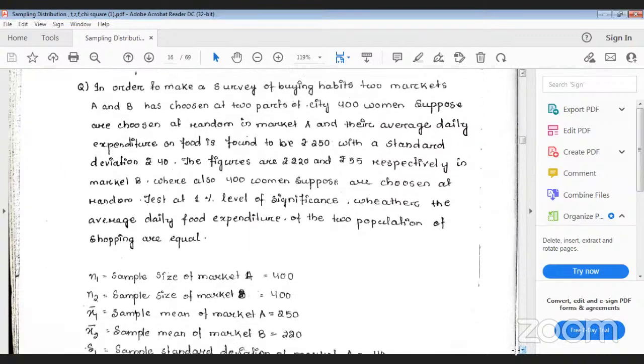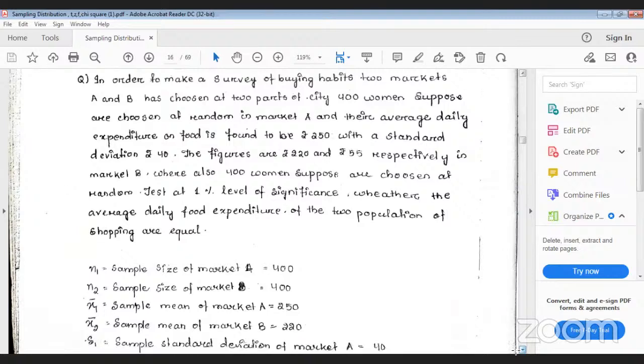Please read this problem by yourself, then we'll discuss. This is the example related to the test for 2 means. In order to make a survey of buying habits, 2 markets A and B have been chosen in 2 parts of the city. 400 women are chosen at random in market A, and their average daily expenditure on food is found to be 250 rupees, with a standard deviation of 40 rupees. The figures are 220 and 55 respectively in market B.